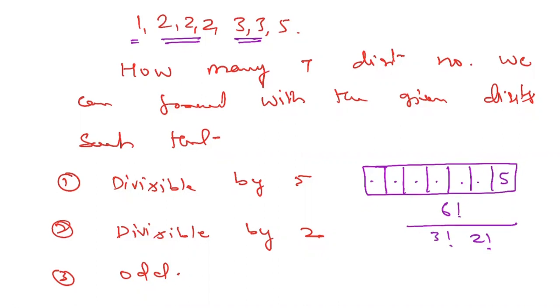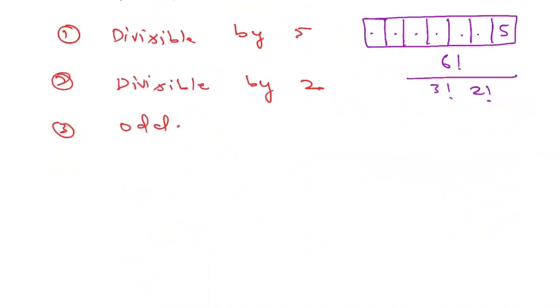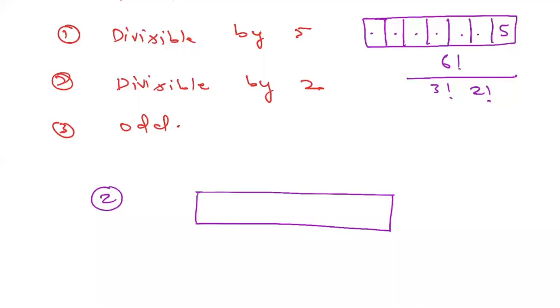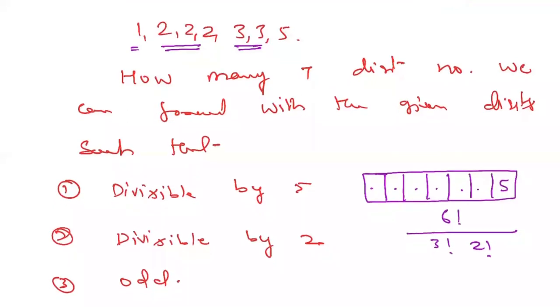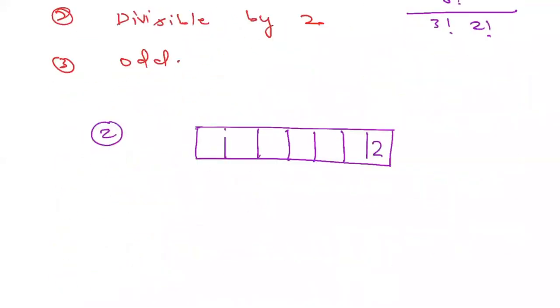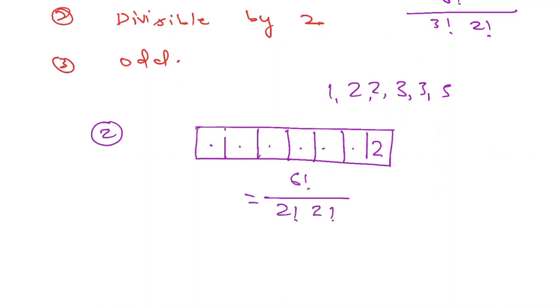Okay. For the second one, we can say divisible by 2. 1, 2, 3, 4, 5, 6, and 7. Divisible by 2 means unit place is 2. Now 1, 2, 2, 3, 3, 5. 6 options are there for 1, 2, 3, 4, 5, 6. This will be factorial 6 by factorial 2, factorial 2, right? Two twos are there, so repetition of that, and two threes are there, so repetition of that, right?